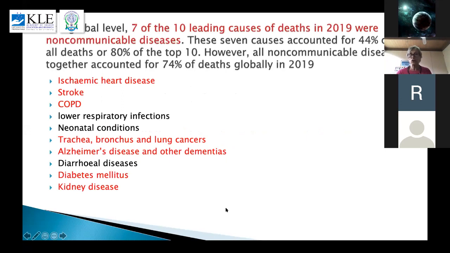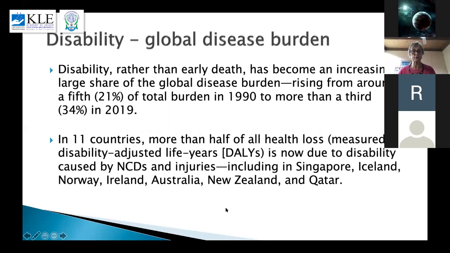At a global level, 7 of the leading causes of death in 2019 were non-communicable diseases, and I've put those in red there. So you can see that these are going to be issues we'll talk about that are really important for physiotherapy intervention and for prevention and for health promotion. So again, disability rather than early death has become an increasingly large share of the global disease burden, rising from a fifth of the total burden in 1990 to more than a third in 2019.